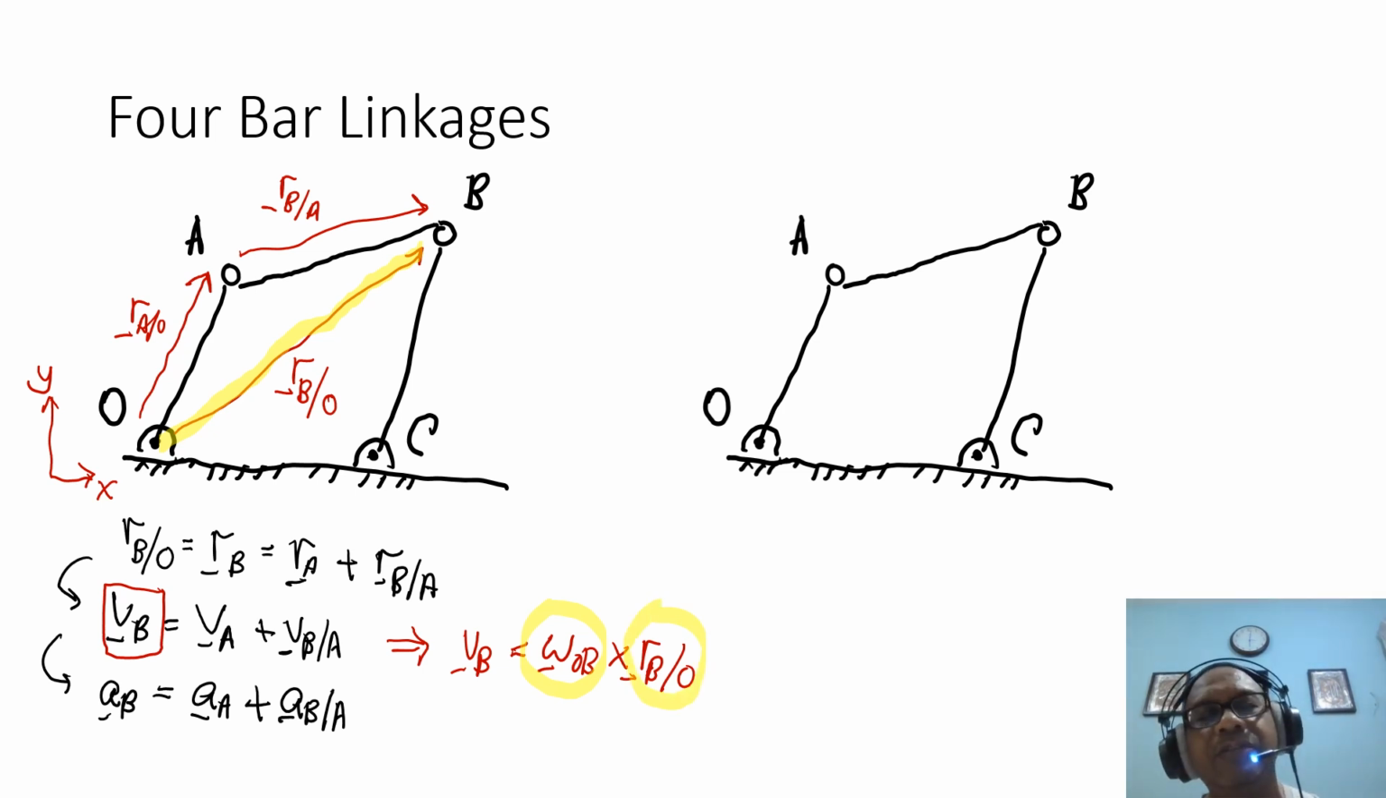But the link does not exist, so I have to write it down. The link does not exist. No link. It's only a drawing, so I can rub that out. I said the link doesn't exist, but it's very difficult. I keep facing the same problem over the years, because whenever students wrote this vector, they would say VB equals omega OB cross position vector B relative to O.